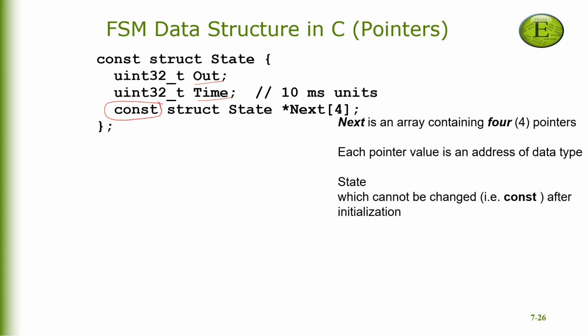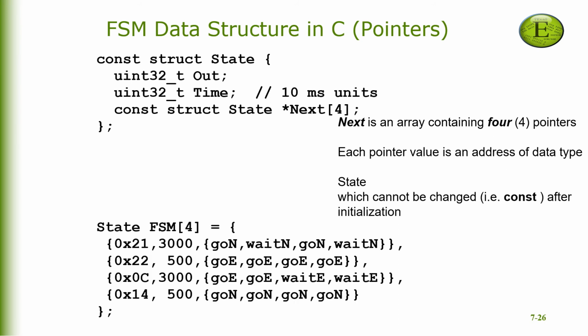Therefore, in this example, we are going to show you how you can use pointers to build the data structure and implement the state machine. So in order to initialize the states, we have 4 states. So this 4 represents 4 states.